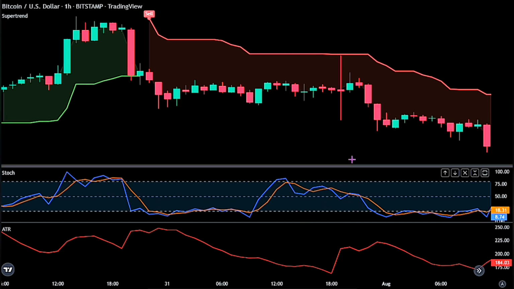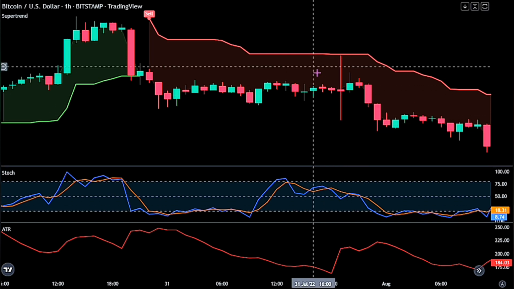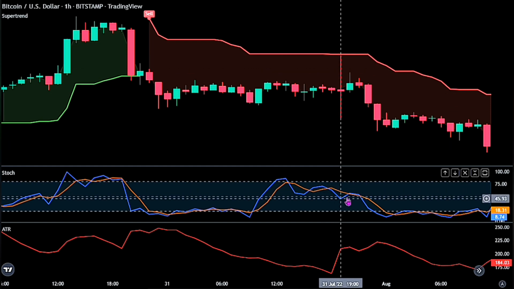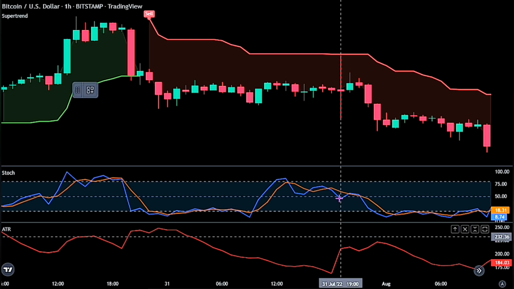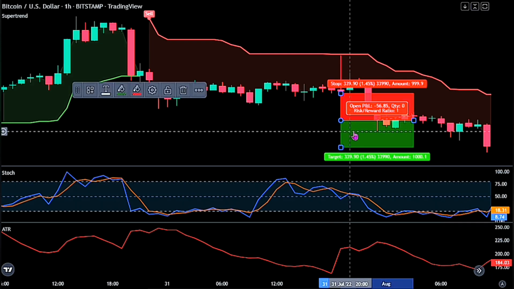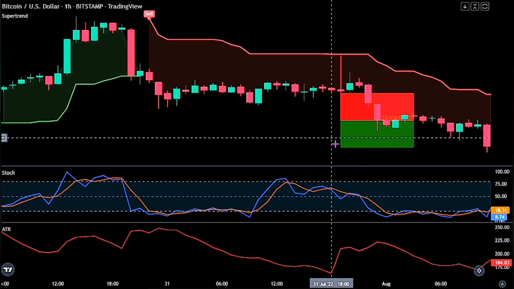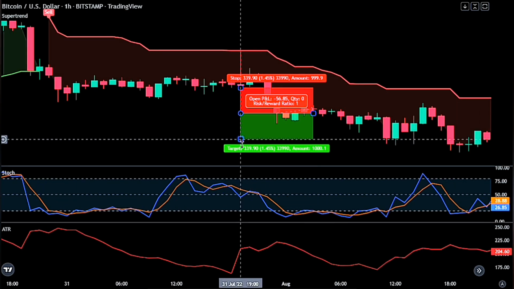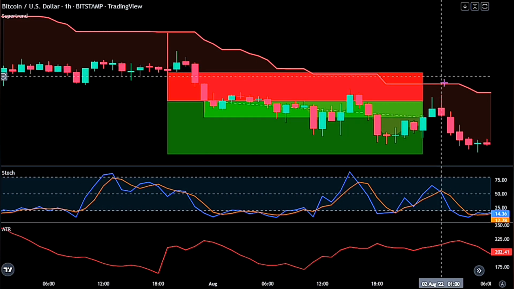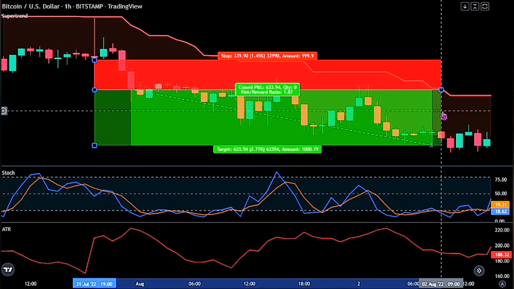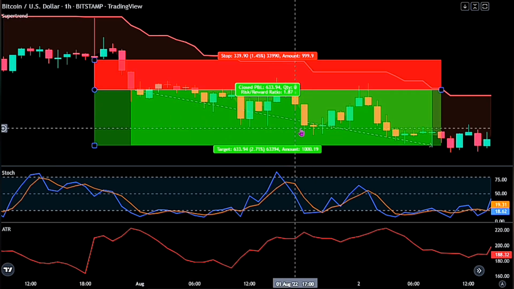So we see we met our conditions here, as the super trend is colored in red, and the stochastic crossed below the zero line after its cross above from the oversold zone. So we would go ahead and place a short position here. Our stop loss and take profit levels remain the same. And we see the trade was a success.